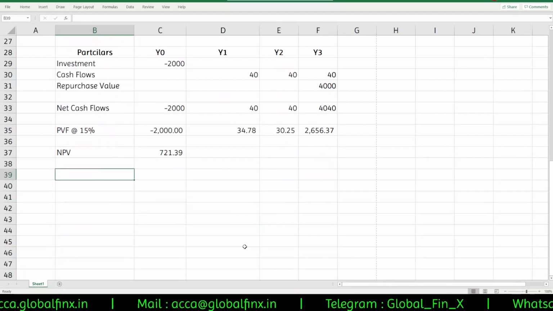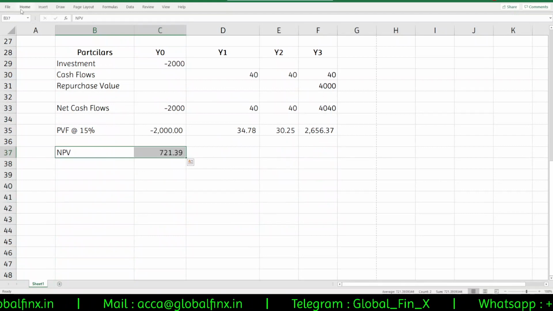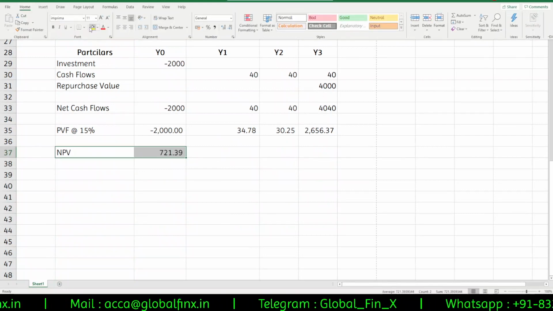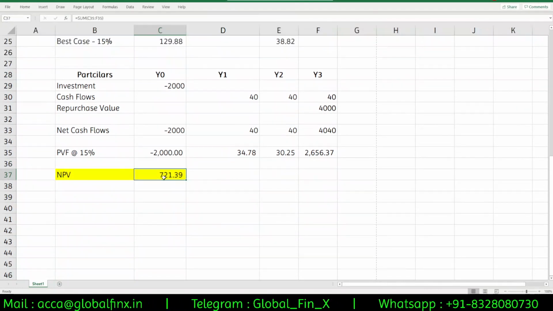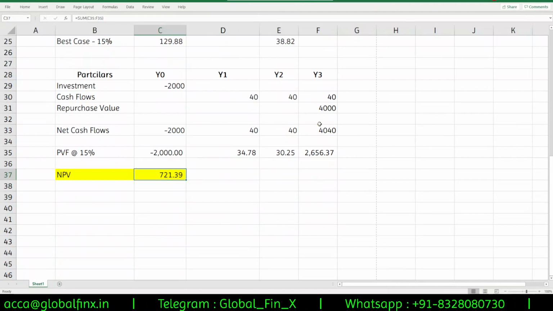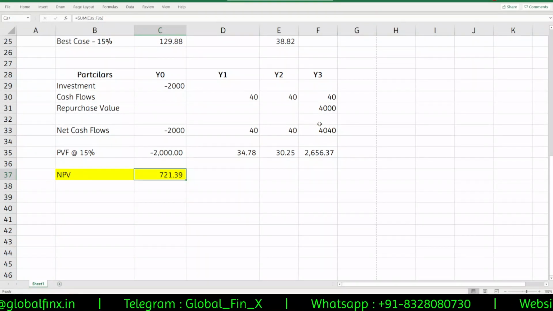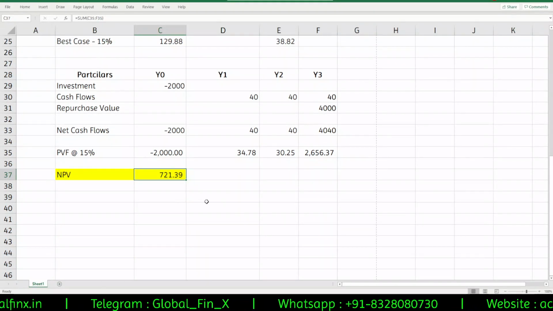So using the 15% discount rate, NPV is calculated as 721.39, which is a positive NPV. But this is in which currency, guys? This is in rubles. But we are in GBP. We want this in GBP. So we need to understand that.